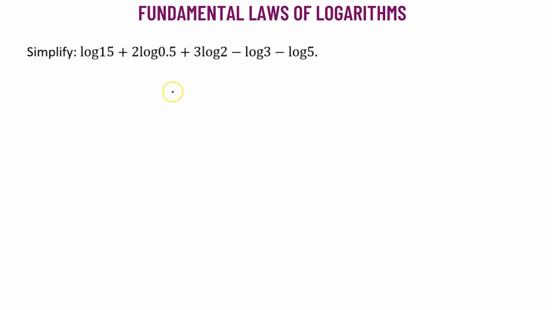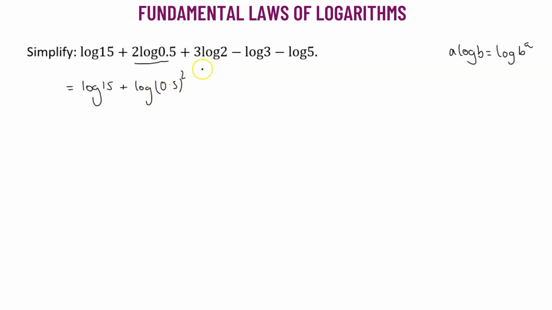Let's simplify the given logarithmic expression. So here we will rewrite the second term using a property. If we have a times log of b, that's equivalent to log of b raised to the power of a. That means we will have log of 15 plus log of 0.5 squared.